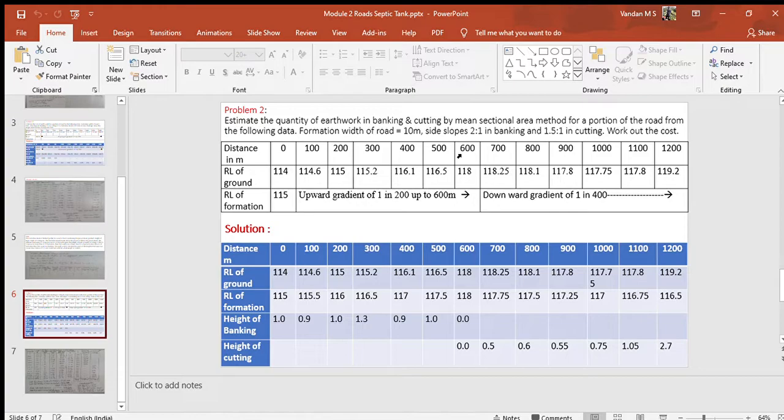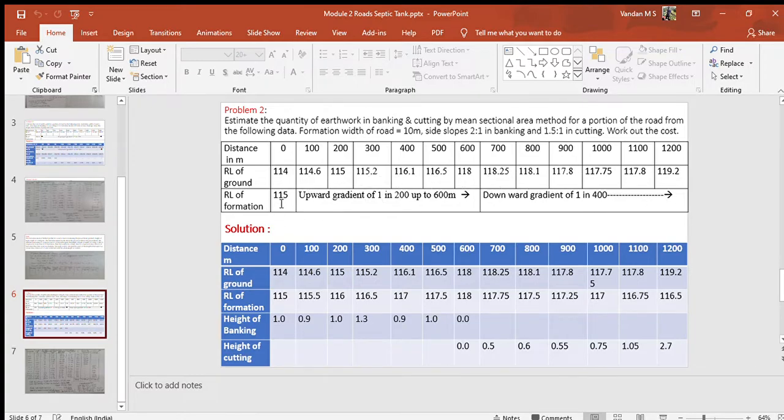The data is given in tabular form. The first row gives the distance or the chainage, that is 0, 100, 200, 300 meter up to 1200 meter. You can notice that the peg interval, that is the difference between the successive chainages, is equal to 100 meter, that is, capital L is equal to 100 meter. The second row in the table gives the RL of ground. Note that the RL of ground at 0 chainage is 114 and the RL of ground at 100 meter chainage is 114.6 meter and so on.